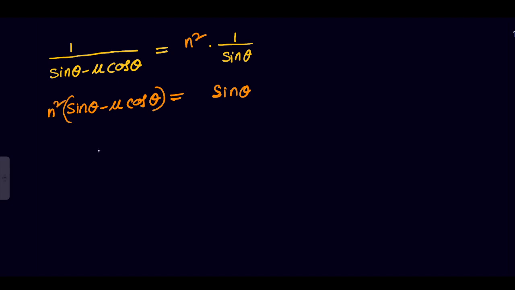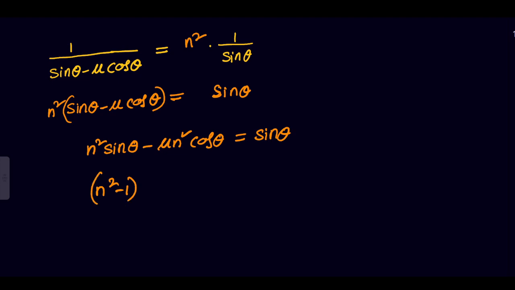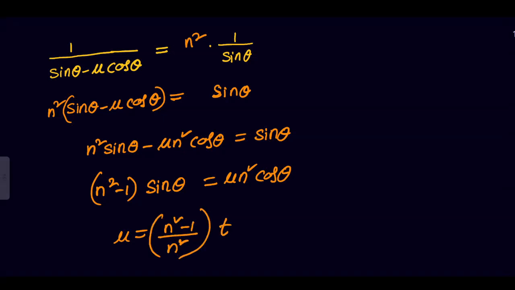Okay. So now simplify here. This is n square into sine theta minus mu n square into cos theta, which is equal to sine theta. So now n square minus 1 into sine theta is equal to mu n square into cos theta. Then the mu value will be n square minus 1 by n square into tan theta. This is the mu value.